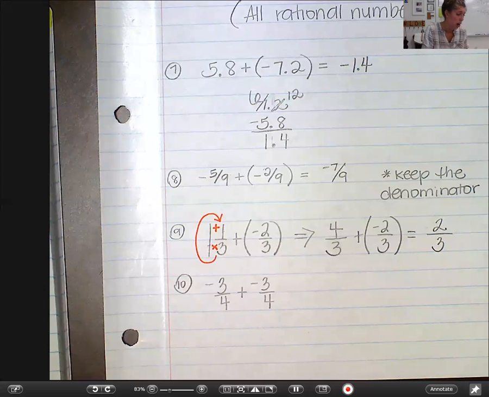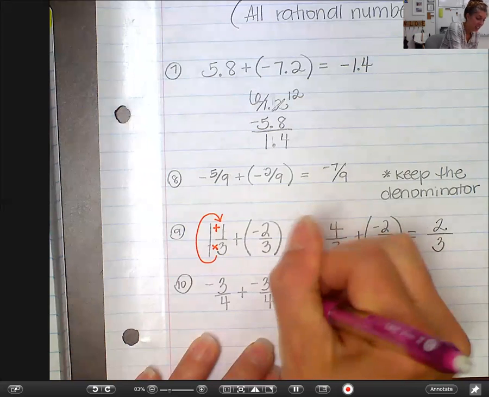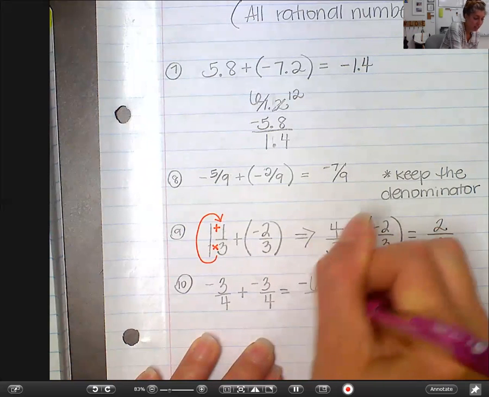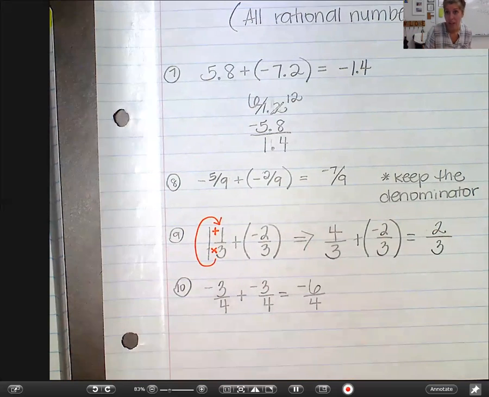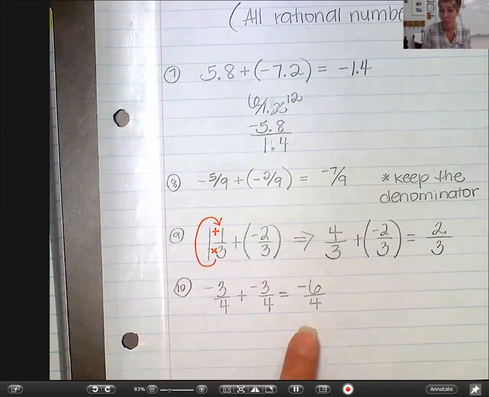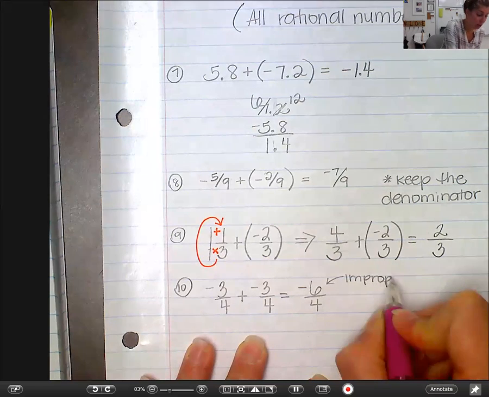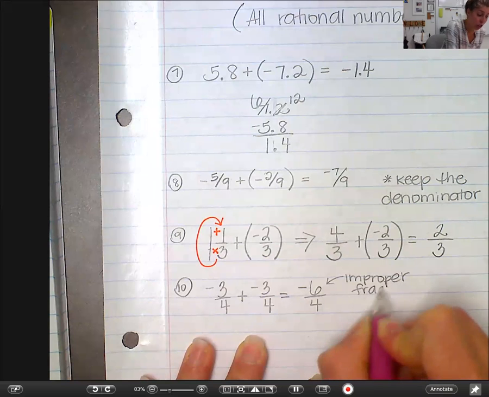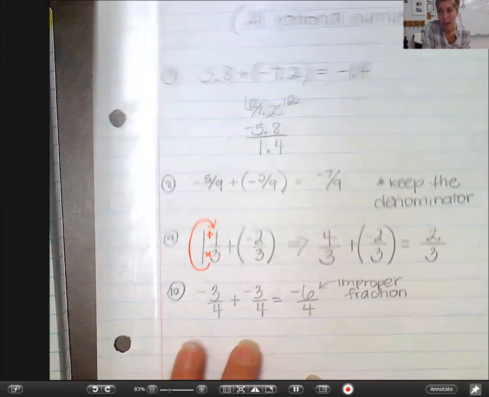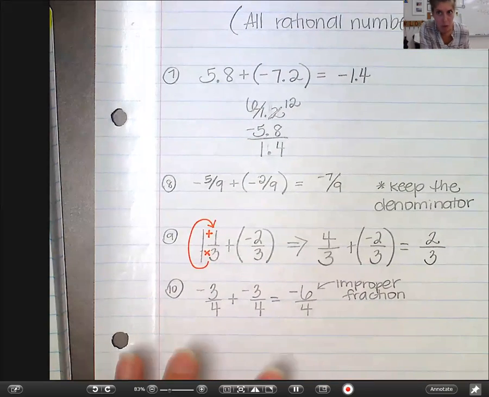Very bizarre. All right, so I have the same sign. I'm going to add the numbers, keep the sign. You have negative 6/4, right? 3 plus 3, chuck the negative in front. So here's where I am definitely not done yet, okay? I have an improper fraction, meaning that the number on the top, the numerator, is larger than the denominator, and that's not okay. In fact, its name literally says it's not proper. It is an improper fraction, okay?